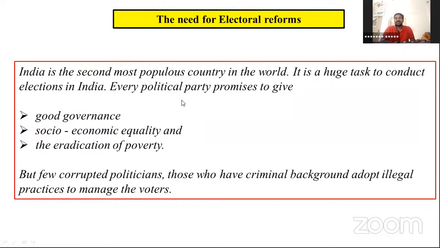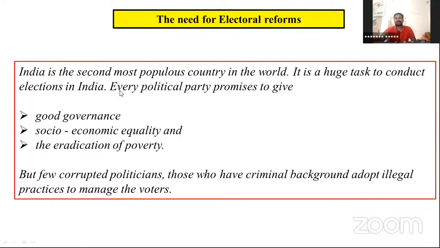Generally, the Election Commission, in this second most populous country in the world after China, finds it very risky to conduct elections. Even a number of political party candidates or parties give promises. Look at this. So mainly, what are their promises?